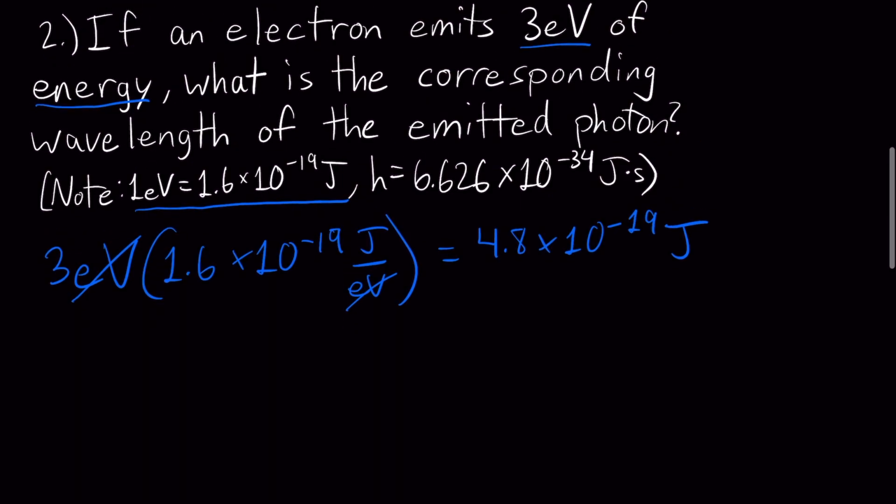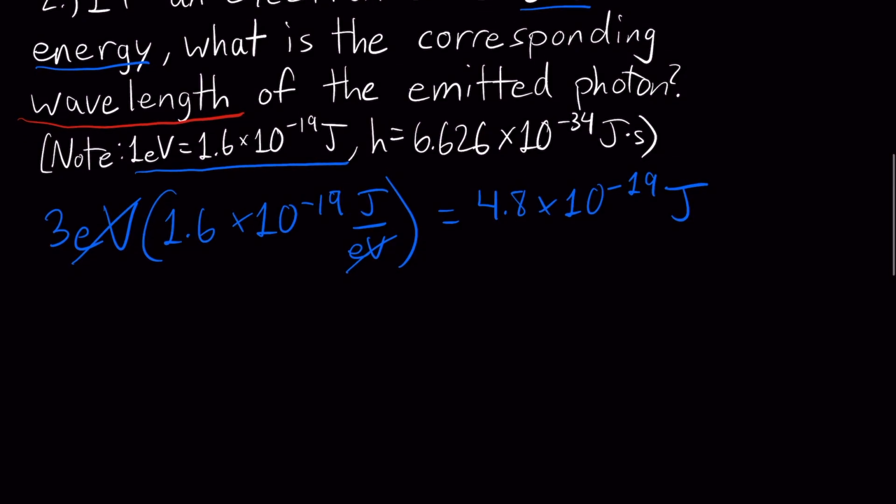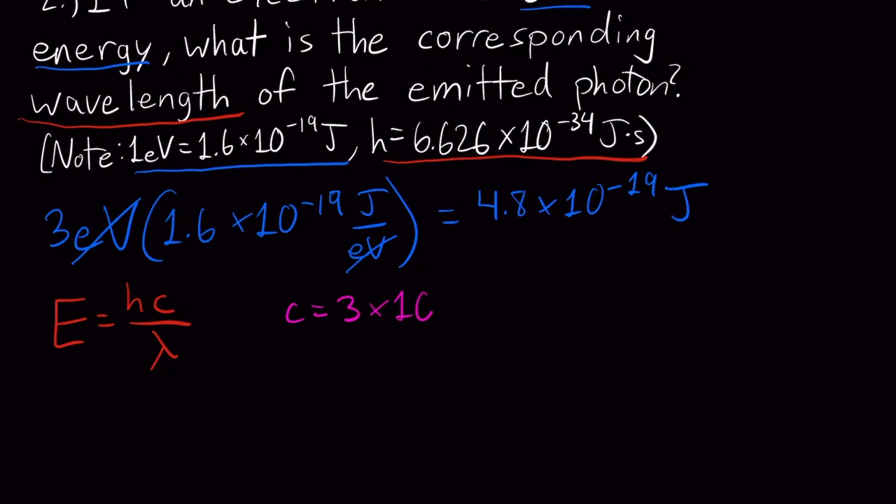Now, the next part of the question is looking for wavelength, right? So we got an equation for wavelength, if you recall from my last video. E equals Planck's constant times the speed of light over wavelength. So this is going to correlate energy with wavelength. They gave us Planck's constant in case you forgot it. They did not give us the speed of light, so it might be good to memorize the speed of light: 3 times 10 to the 8 meters per second.